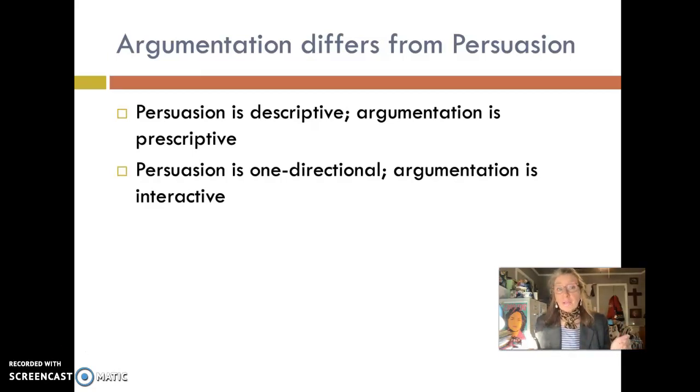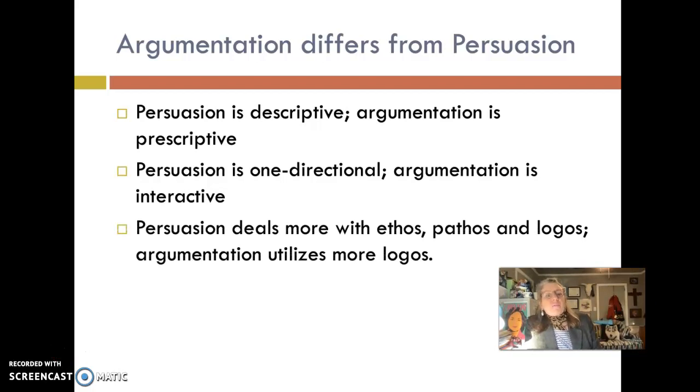Argumentation is focused on, generally speaking, the way we're going to study it, our words and our data and our facts and our reasoning. Persuasion deals more with ethos, pathos, and logos, and argumentation utilizes more logos. Well, that is true, because in argumentation, whether you have a good argument, you could be anybody. You don't need to have credibility. There's no ethos. In fact, there's rarely pathos involved. When you engage in argument, it might make you feel something, but good arguments are based on facts and logic and reasoning and evidence.